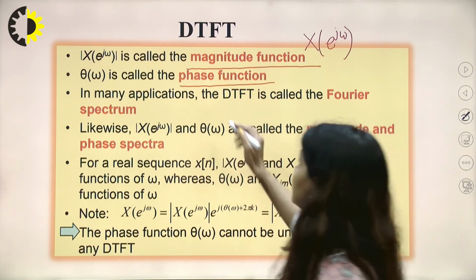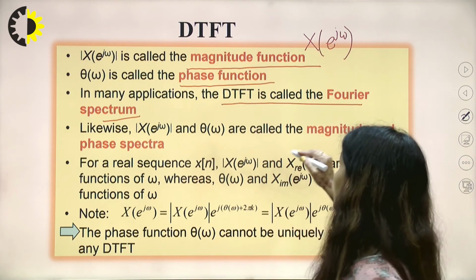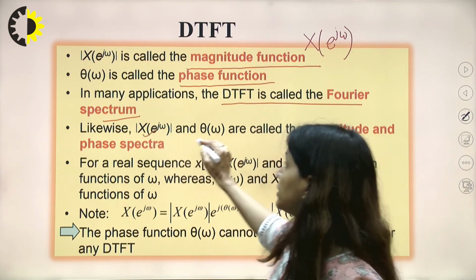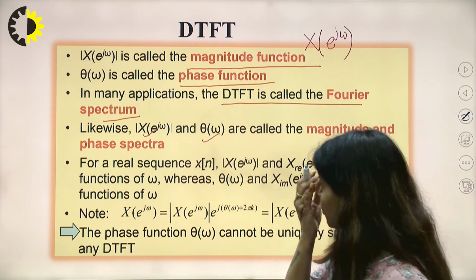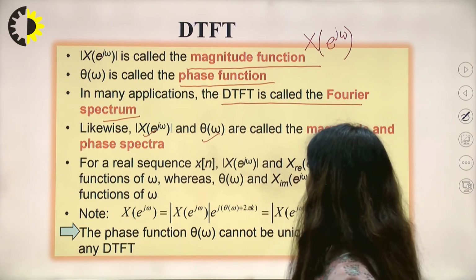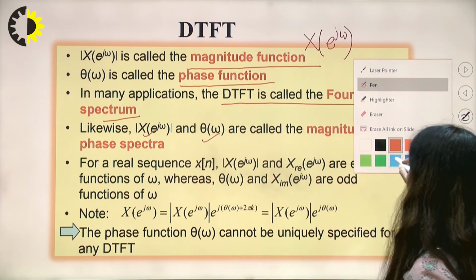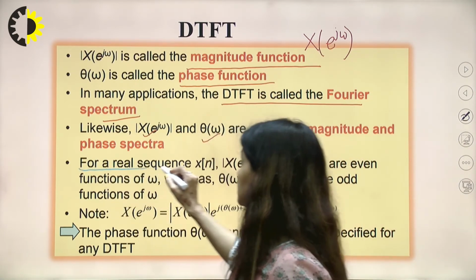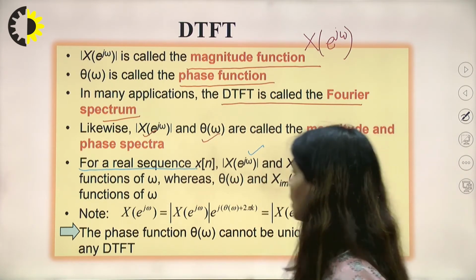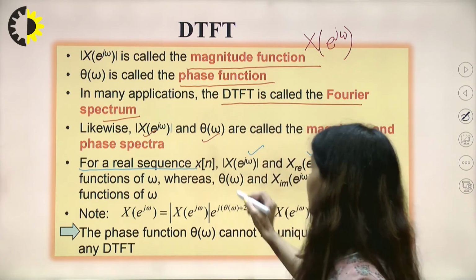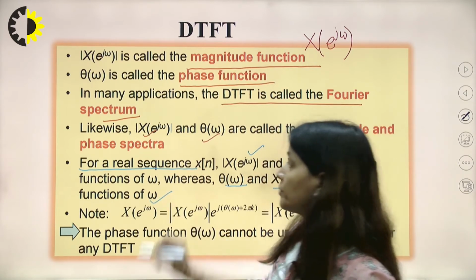So here it is written, the DTFT is always called the Fourier spectrum for a discrete sequence, and |X(e^jω)| and θ(ω) are known as the magnitude and phase spectra. For a real sequence x[n], |X(e^jω)| and X_re(e^jω) are even functions of ω, whereas θ(ω) and X_im(e^jω) are odd functions of ω. This point is to be noted.